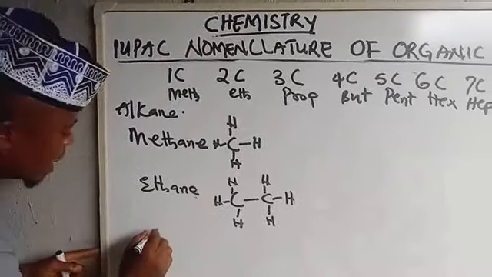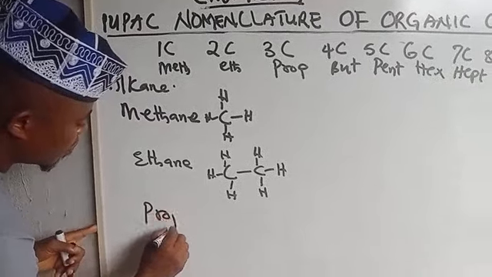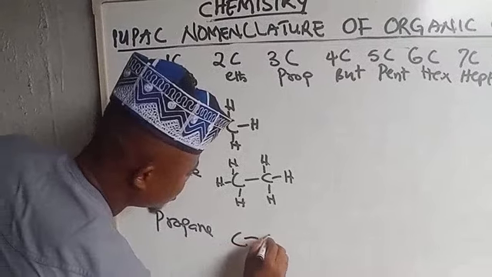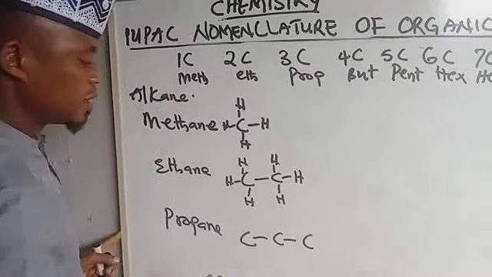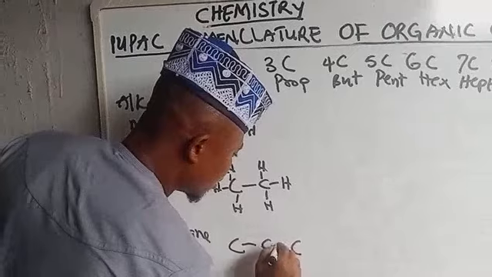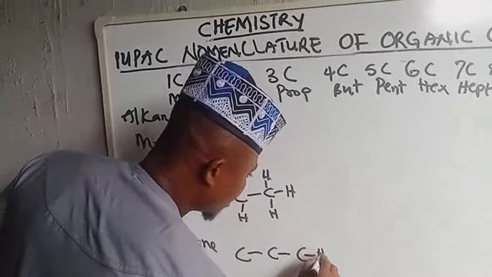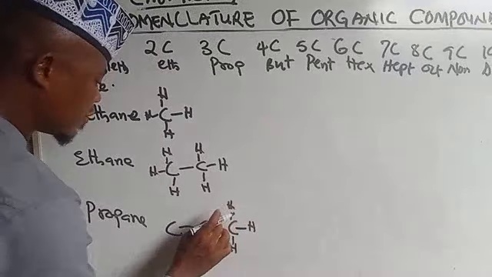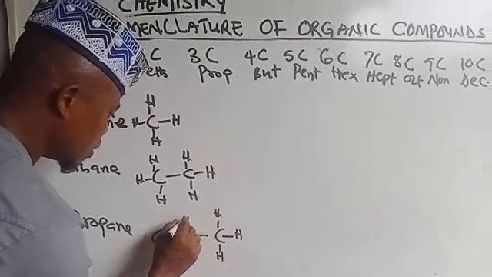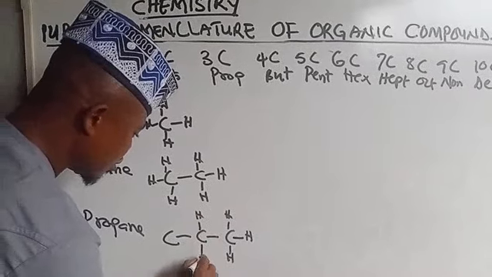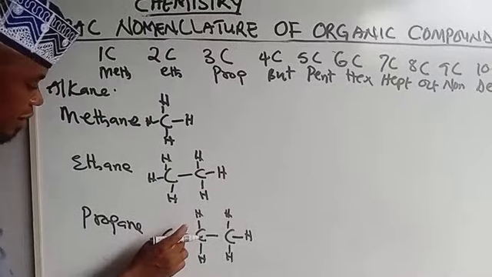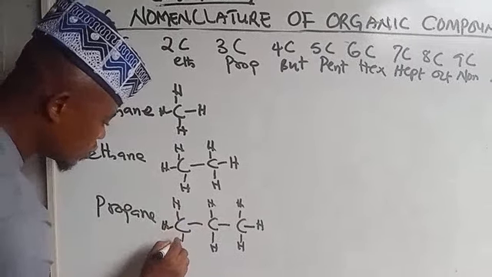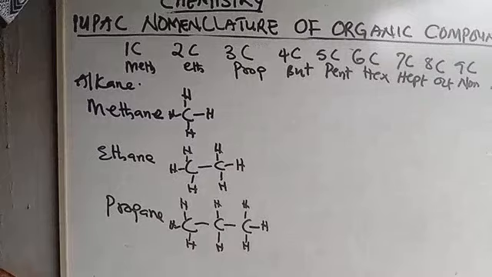A 3-carbon compound, prop, and you add your ane, it becomes propane. Now you have 1, 2, 3. This is 3 carbon, and then you're going to have the tetravalency of carbon. 1, 2, 3. Now this carbon has 4 bonds. 1, 2, 3, 4. Now this one has 2 already. 1, 2. So I'll add 3, 4. This one has 1. So I'll add 3 more. 1, 2, 3. And this is propane.